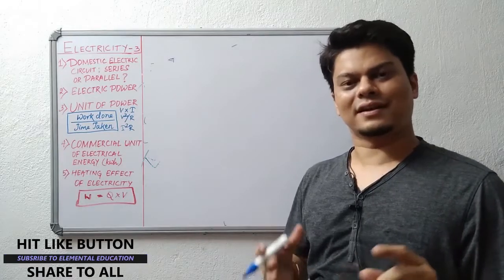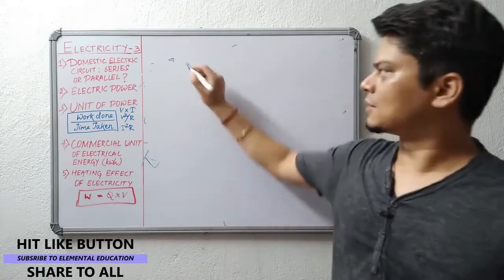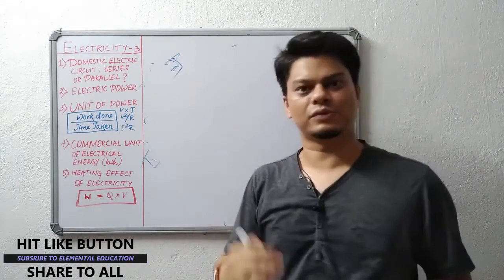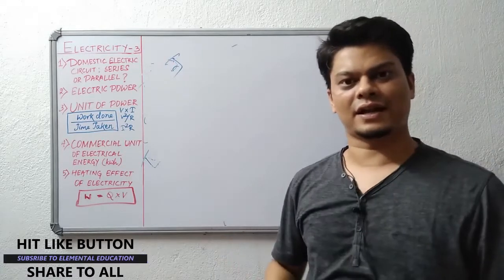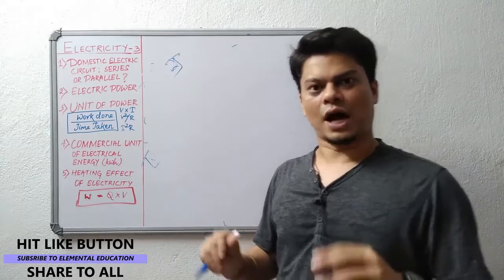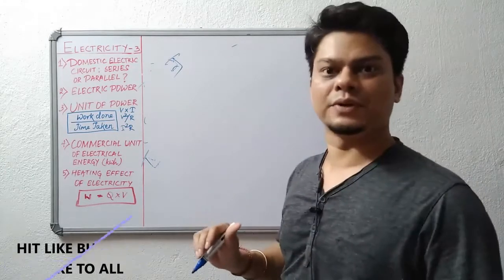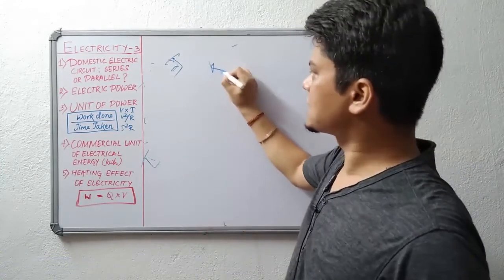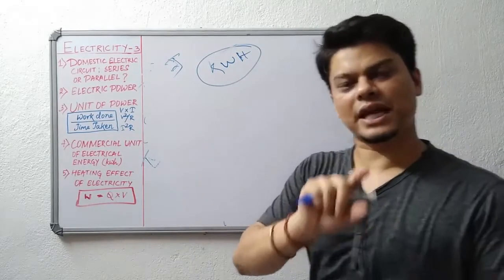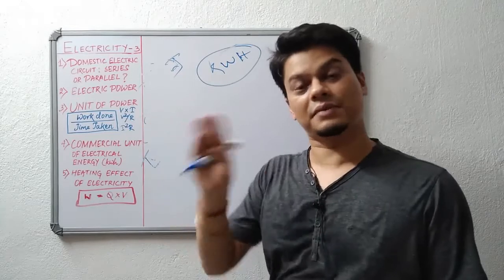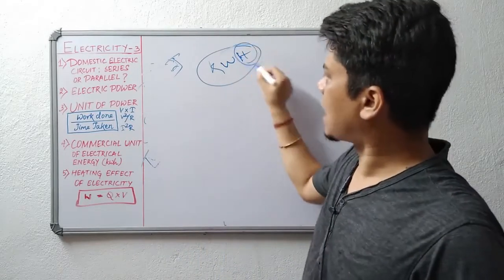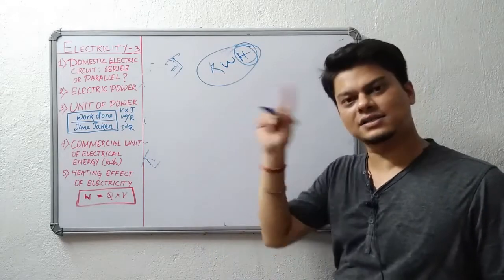The electricity board cannot calculate the energy consumption in joules. It will be difficult because you cannot calculate how many seconds you are running a fan or a TV. So how do we do it? There is a commercial unit known as kilowatt hour. The power consumption cannot be calculated in seconds, that is why it is calculated in hours, how many hours you are using.